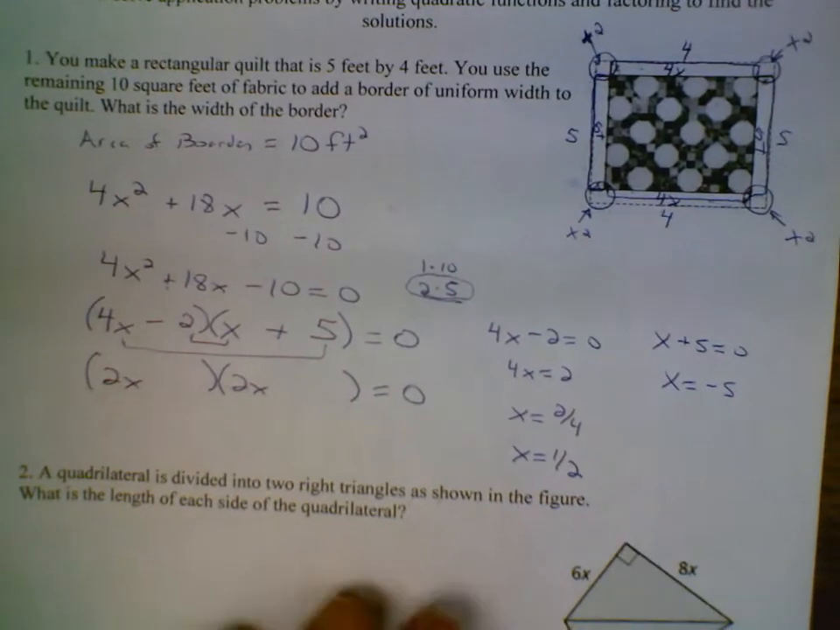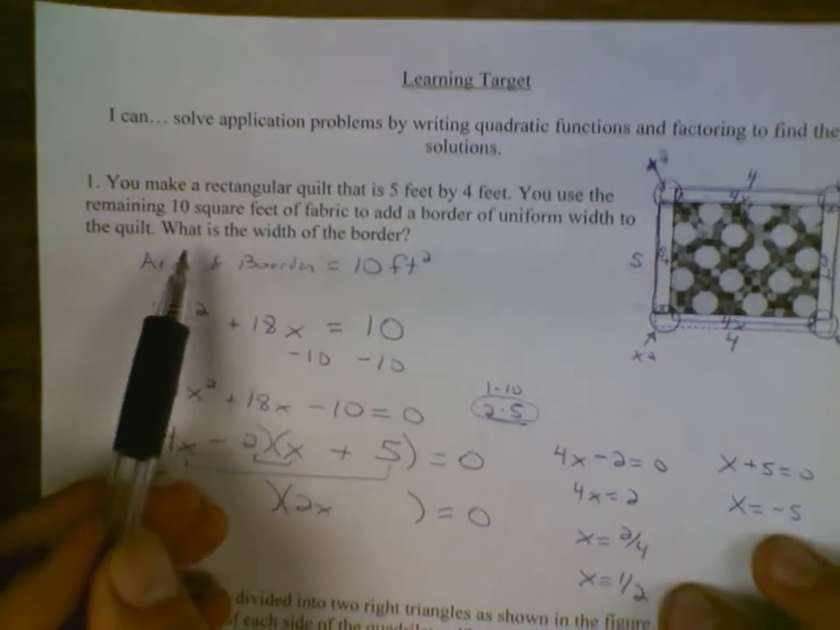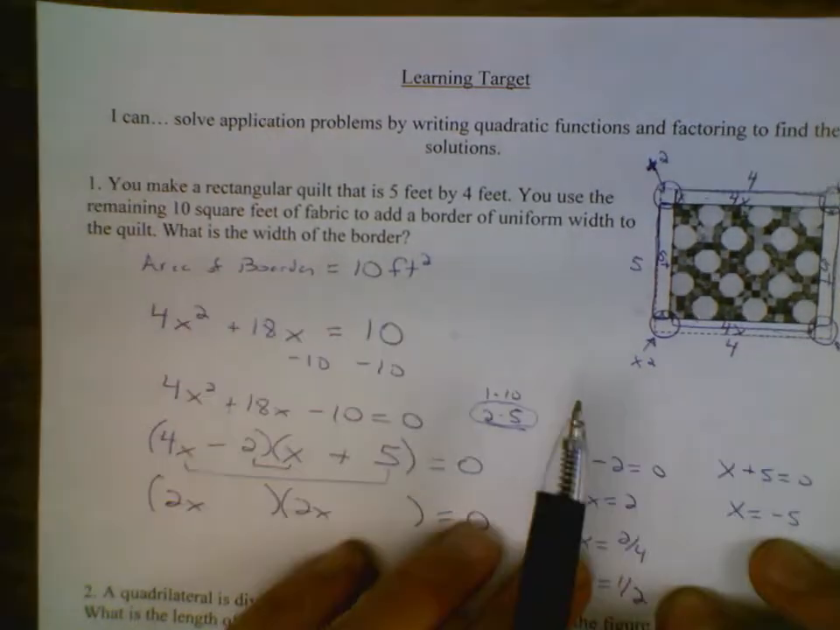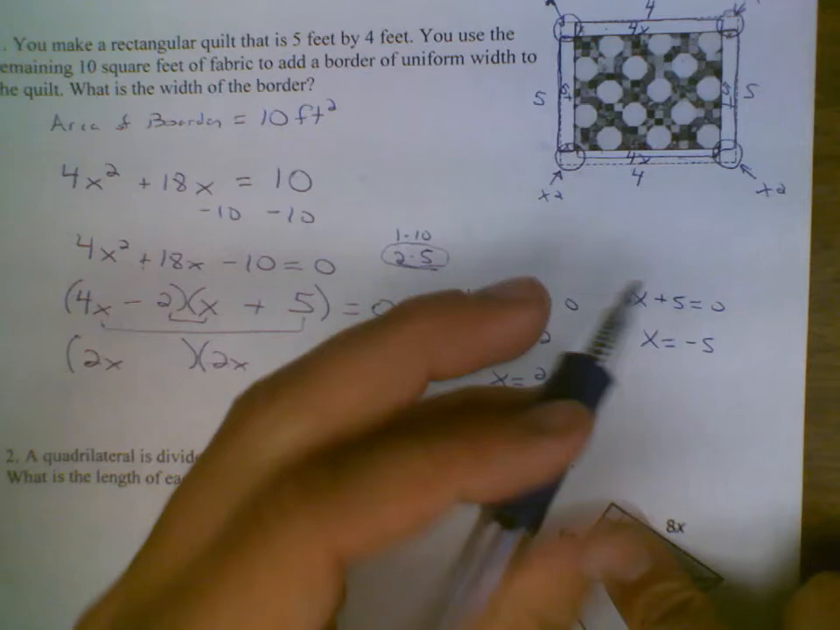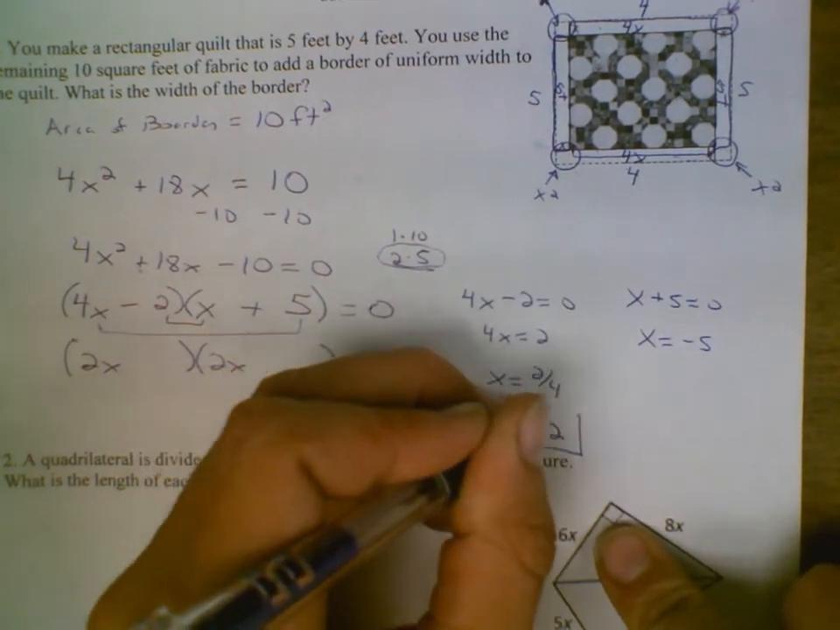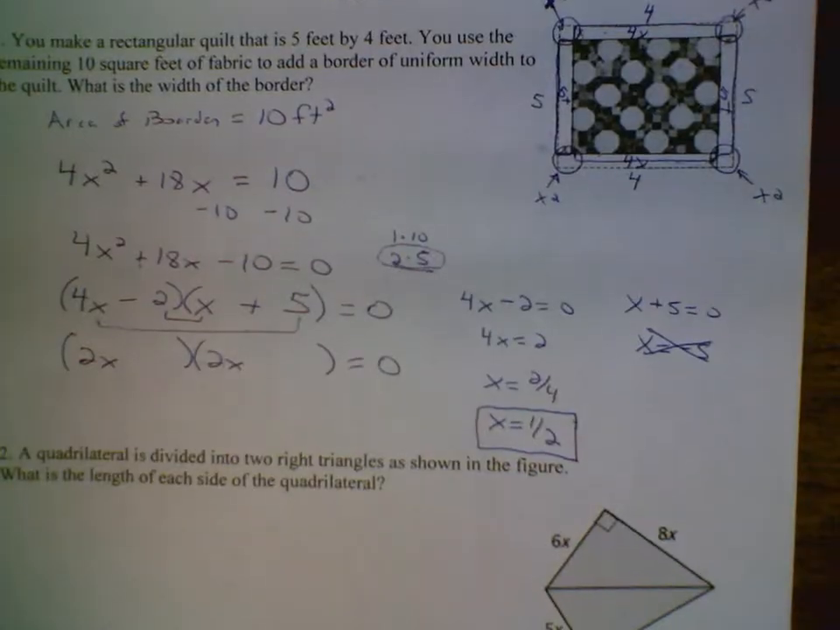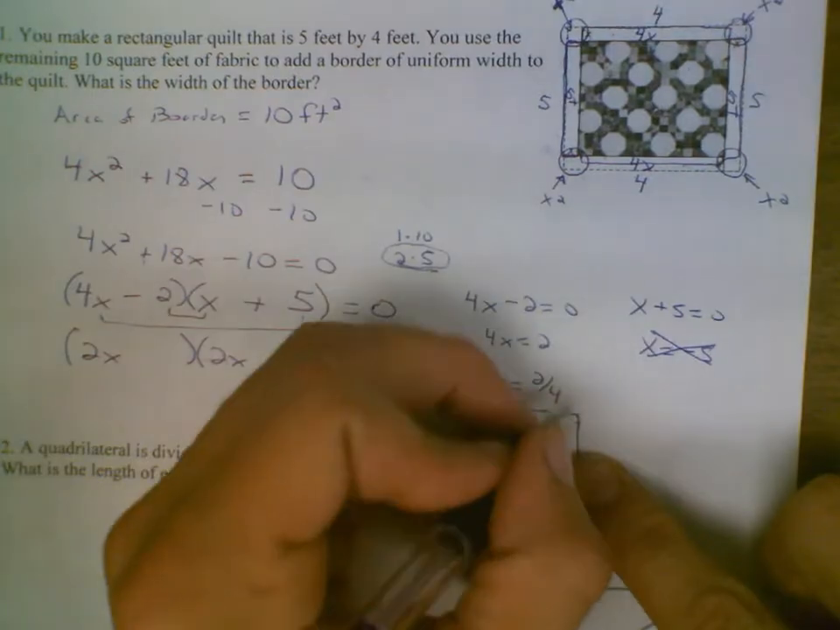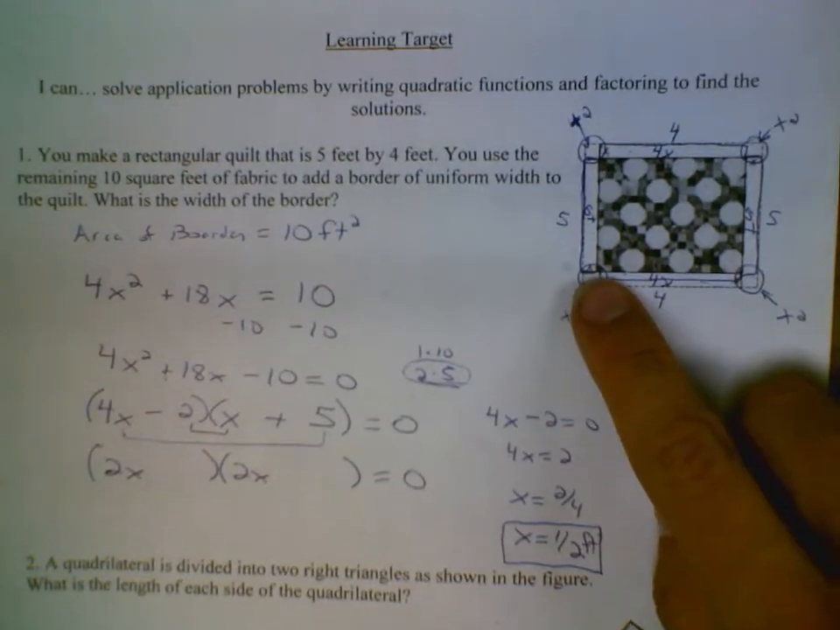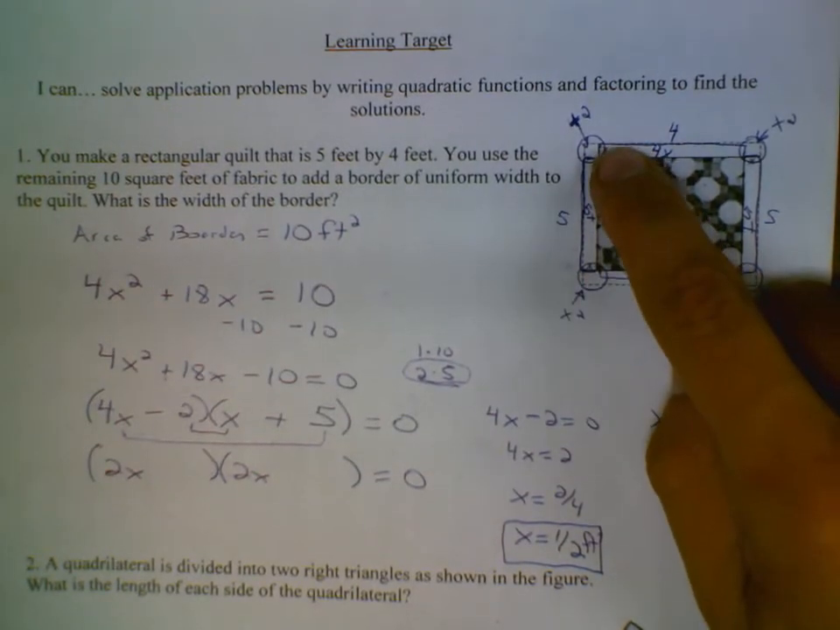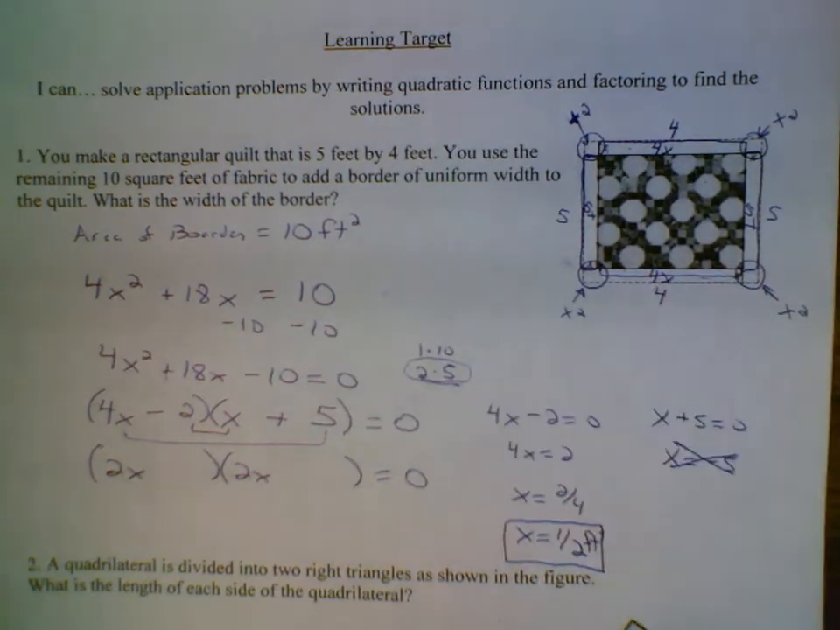Okay, now when you look at these two answers, we're trying to find the width of the border. One of our answers is negative, one is positive. So the width has to be a positive answer. It can't be negative, so we're not going to use this one. So the width of the border is 1/2 of a foot. This x value on our quilt is going to be 1/2 of a foot all the way around. That's the width of the border.